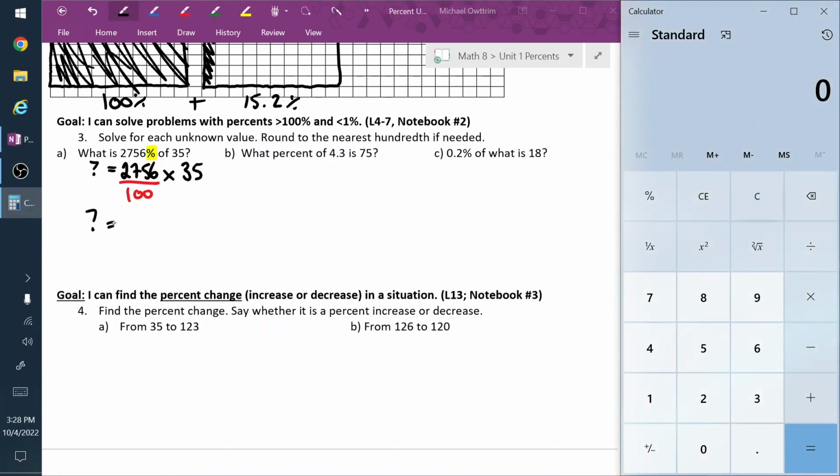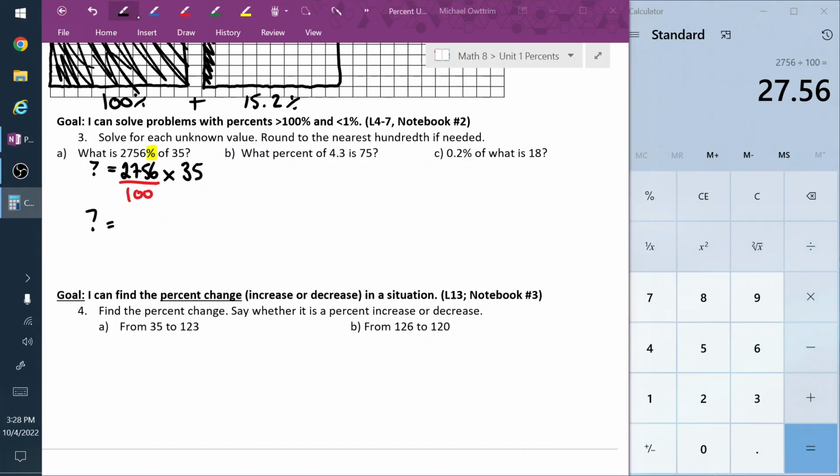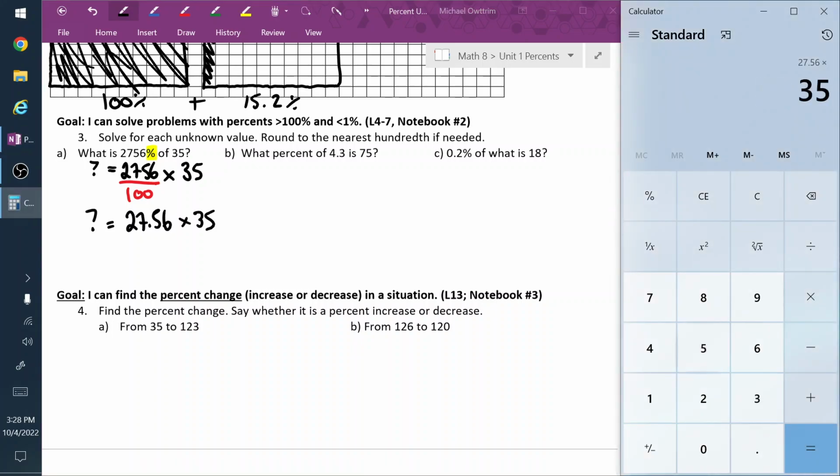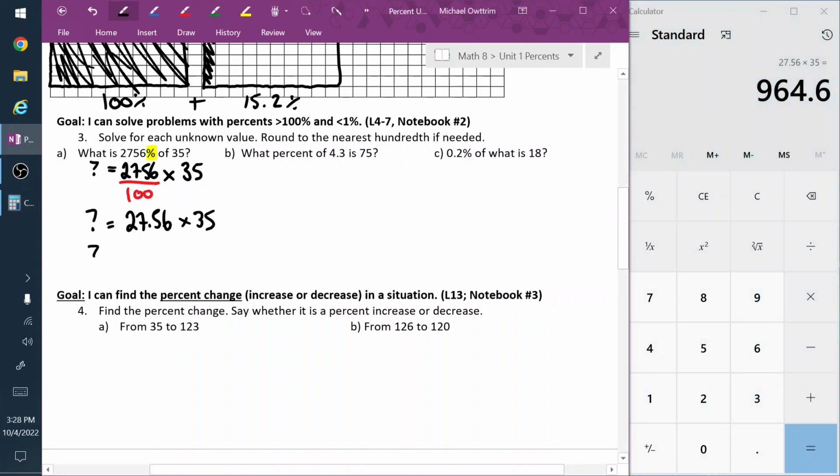I'm going to go ahead and do that fraction first. 2756 divided by 100 gives me 27.56. I still need to multiply that by 35. So finishing it off, I'm going to multiply that by 35. And I get the answer of 964.6. So I could say that 964.6 is 2,756% of 35.